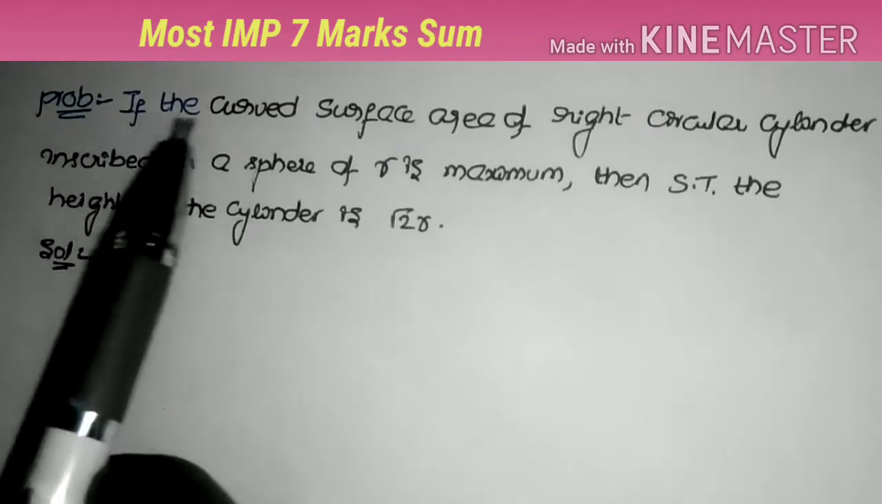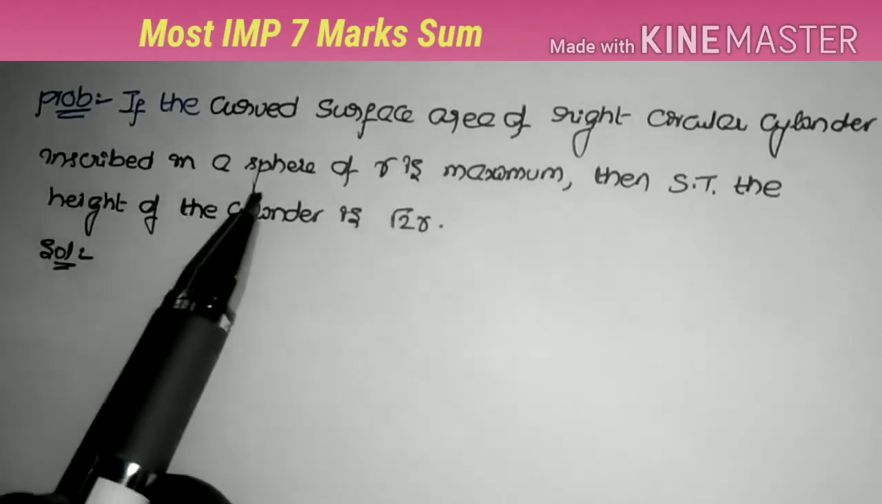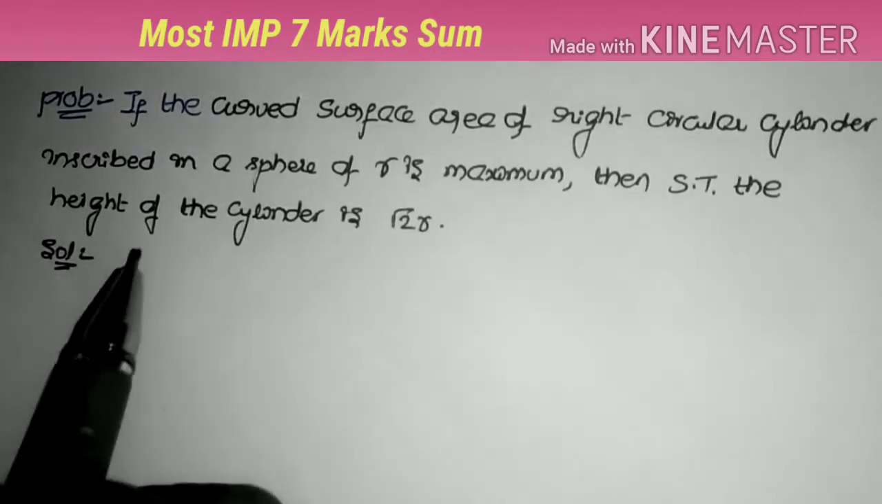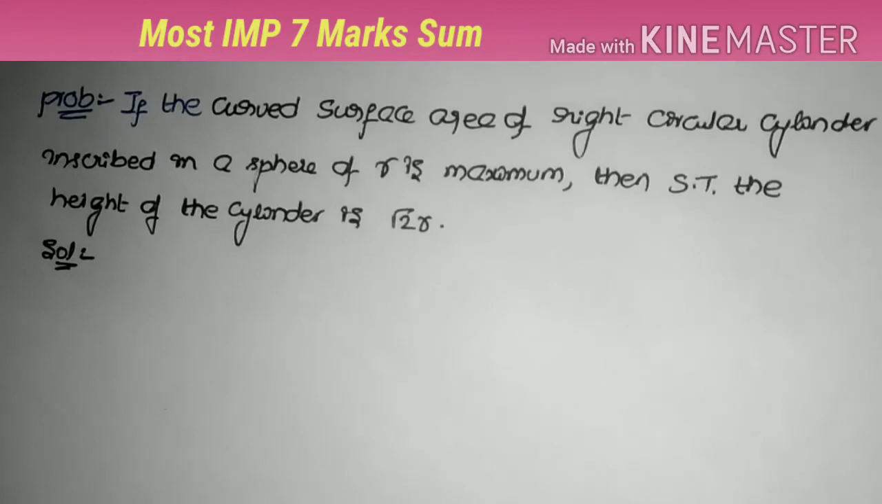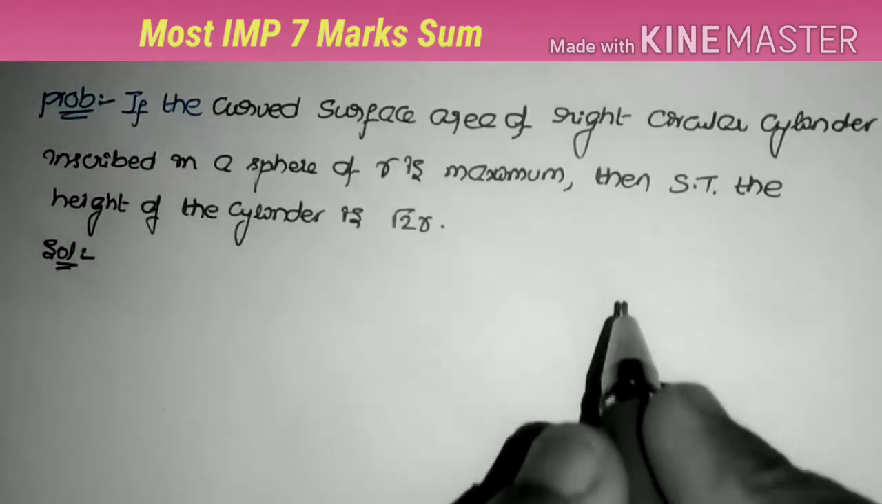Maxima and minima. The question is: if the curved surface area of a right circular cylinder inscribed in a sphere of radius r is maximum, then show that the height of the cylinder is root 2 r. So here one right circular cylinder is inscribed in a sphere.